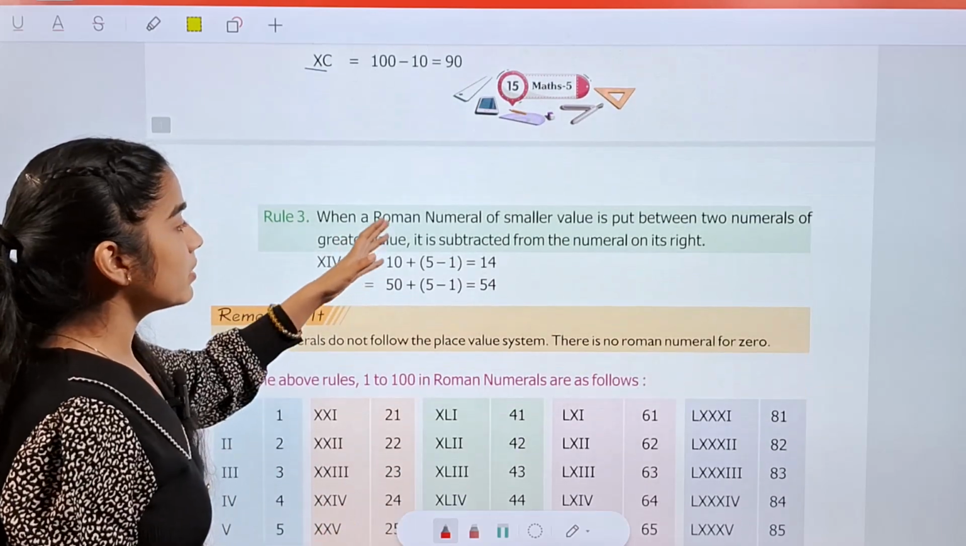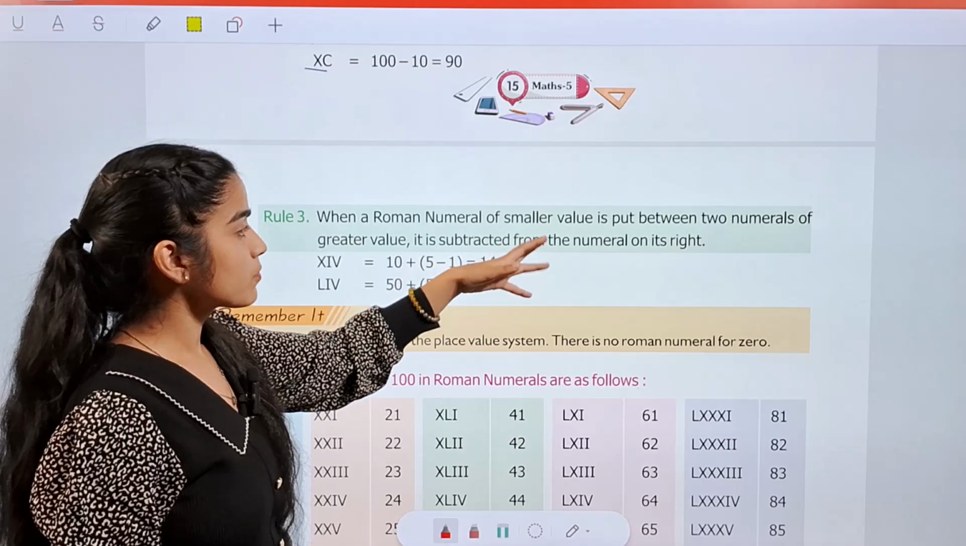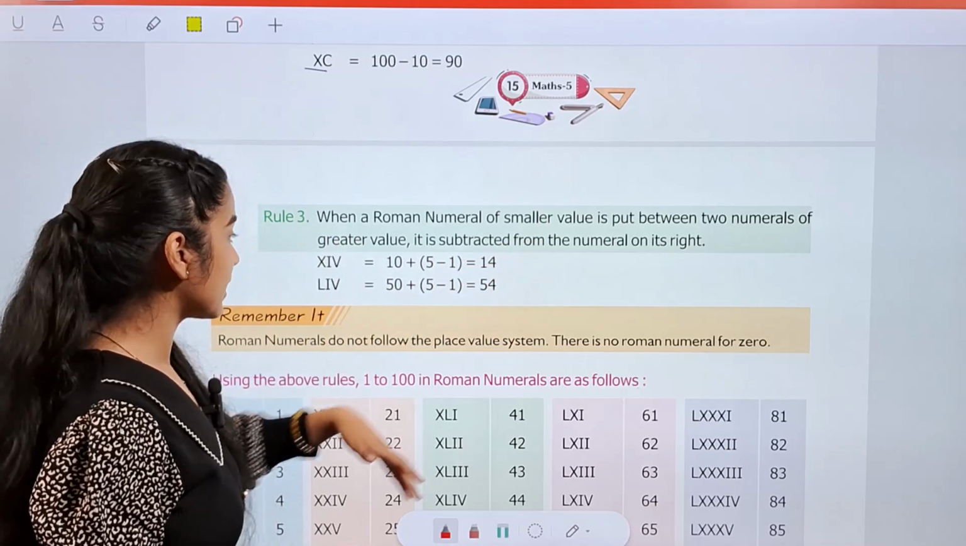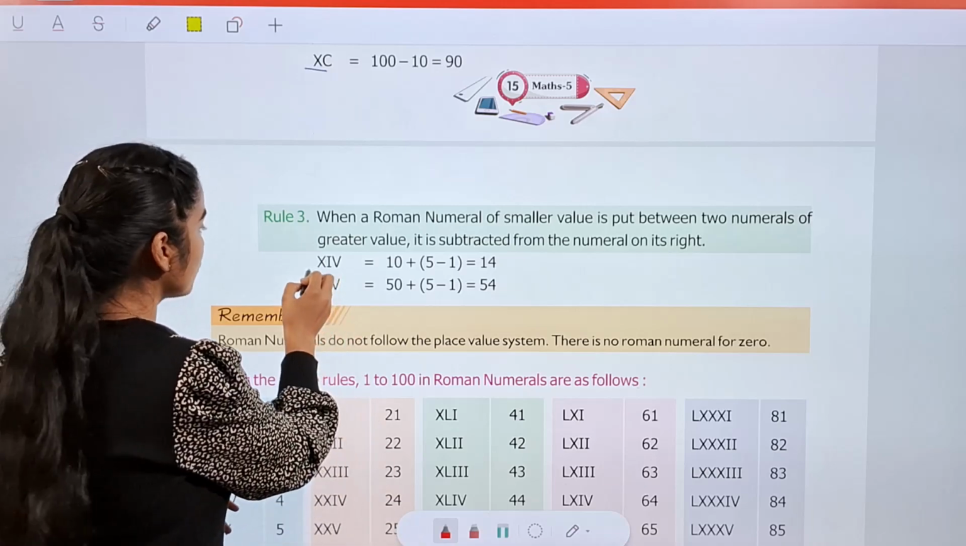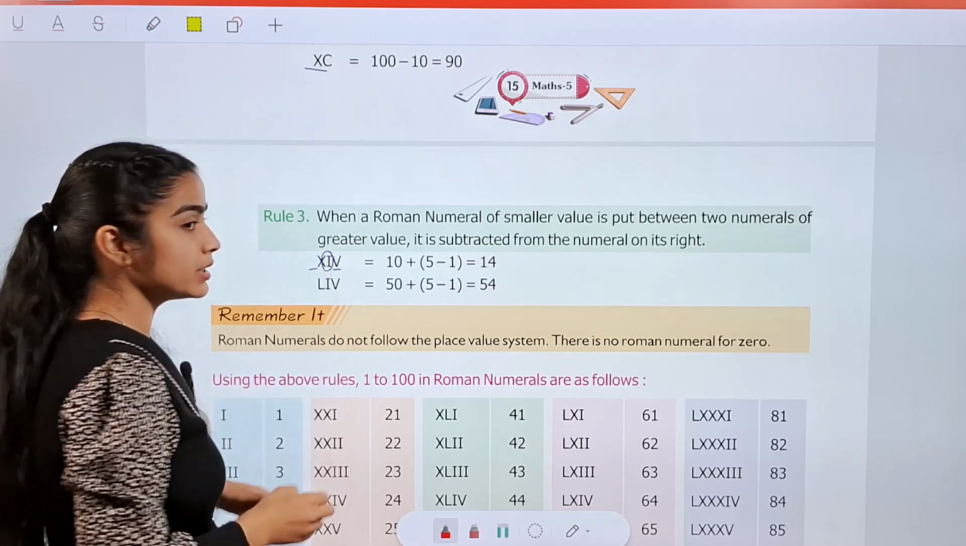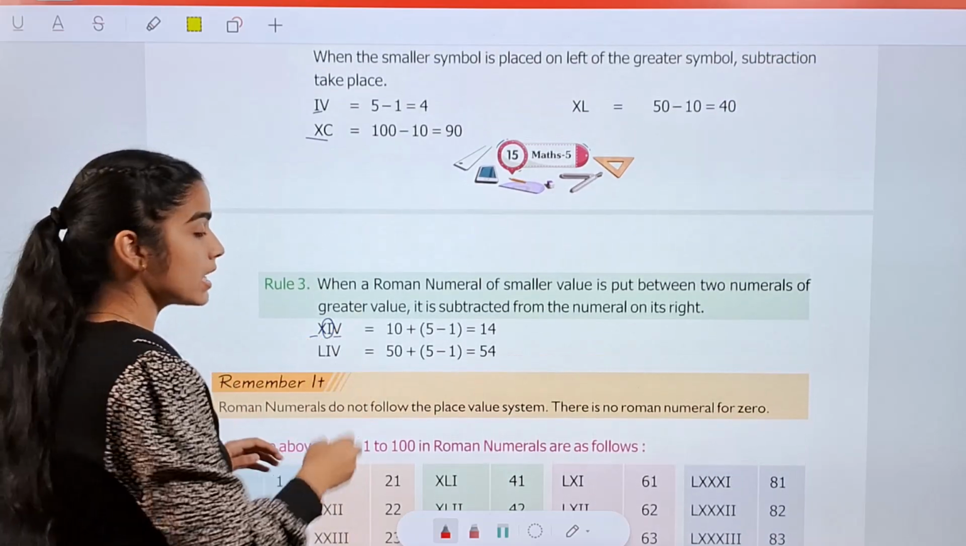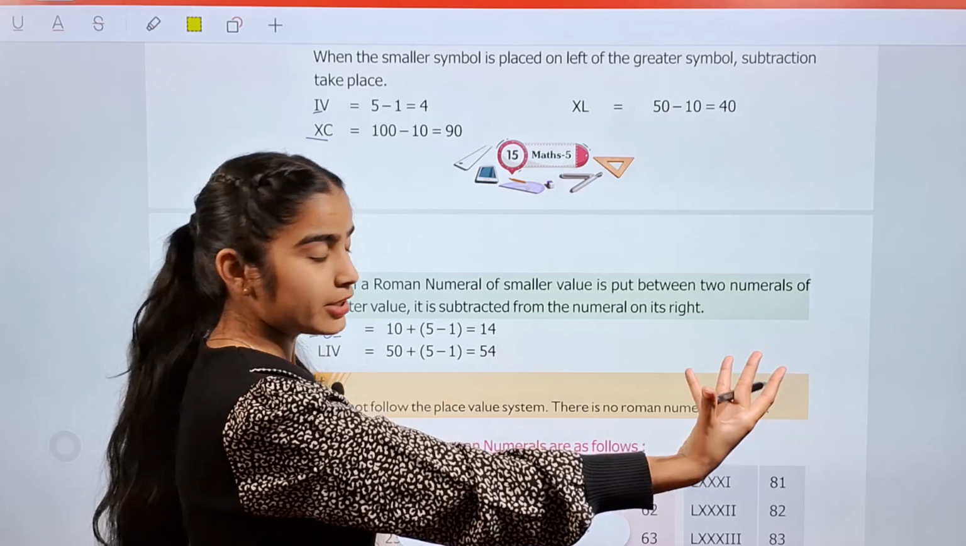When a Roman numeral of smaller value is put between two numerals of greater value, it is subtracted from the numeral on its right. So in that way, we have two bigger numbers and one small number between these two bigger numbers. In that case, first we have to subtract the one on the most left-hand side from the smallest number.